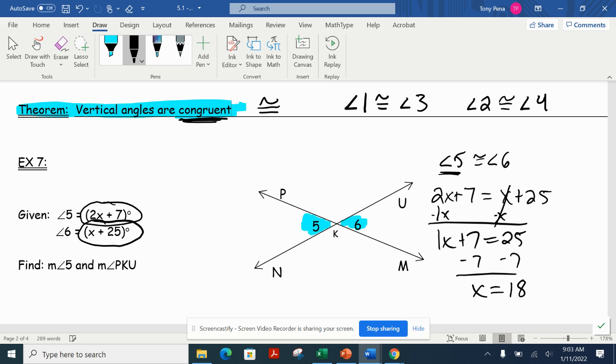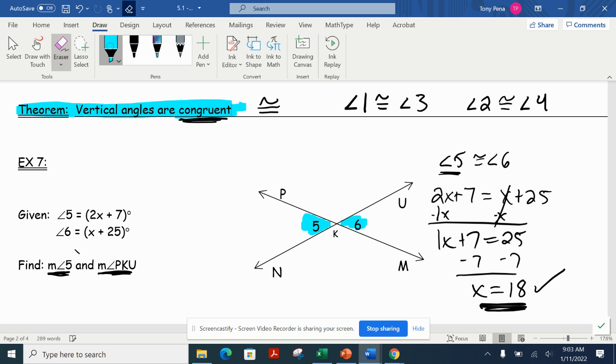And then again, I try to give you a heads up. Eventually, when we do get to quiz assignments, answer the question. It's really, really easy to think this is your answer. But if you look at this question, the question is, what's the measure of angle 5 and what's the measure of PKU? So you are not done. A lot of times when we solve equations, that x is your final answer. We just needed this in order to actually answer these questions.